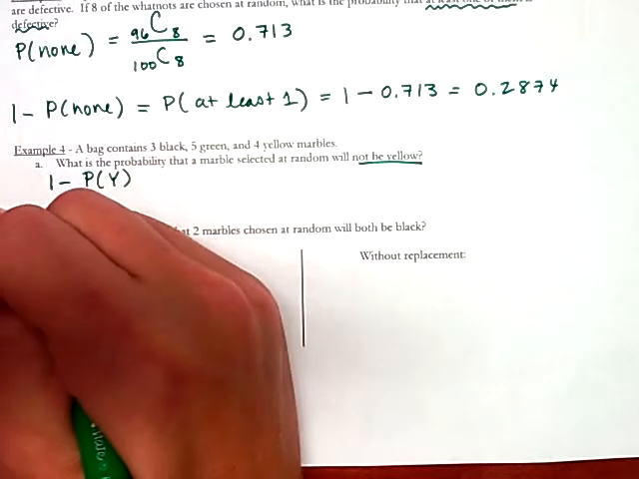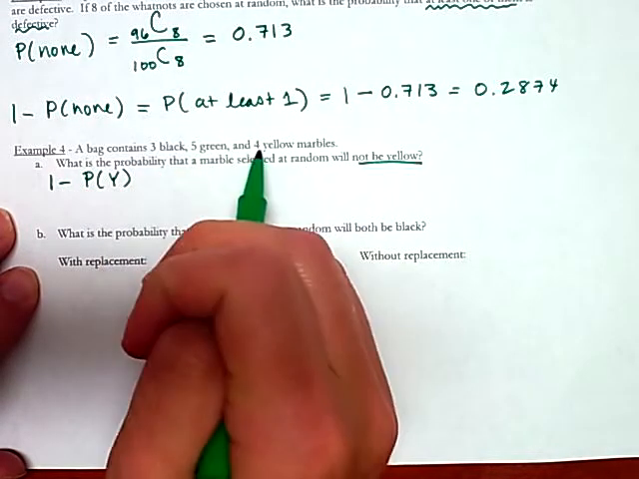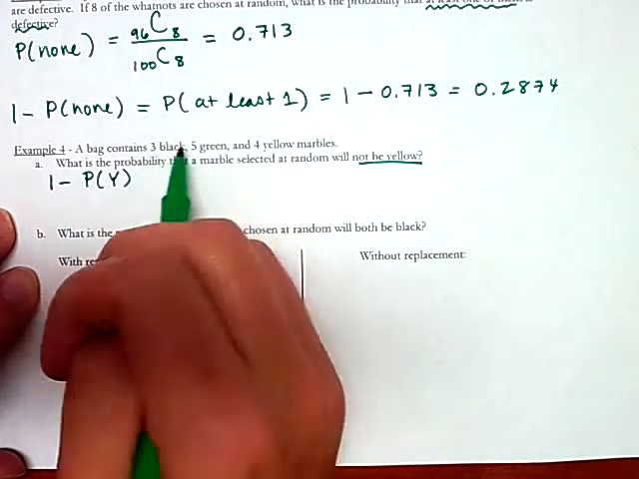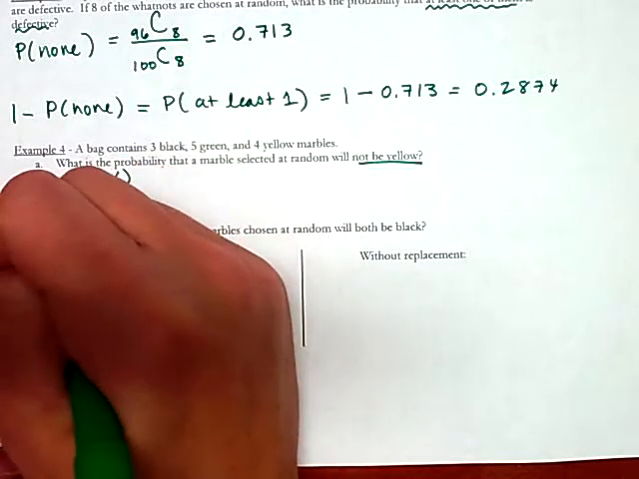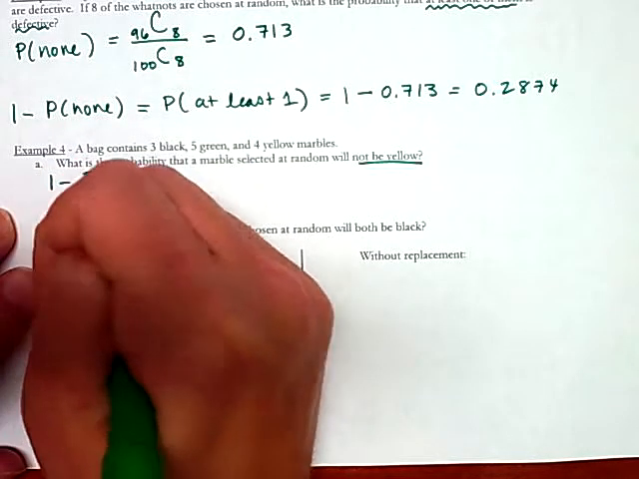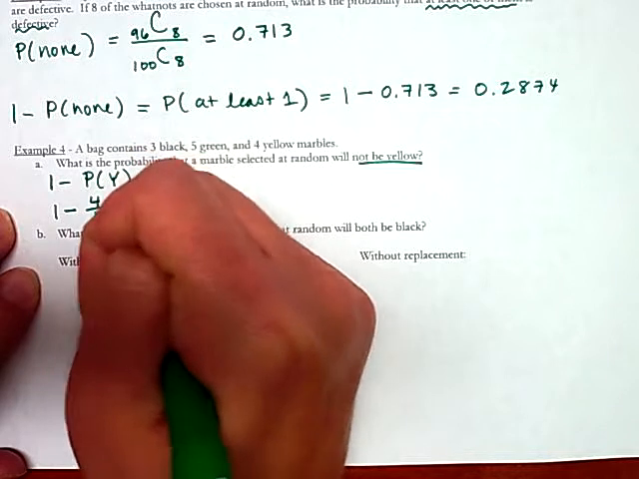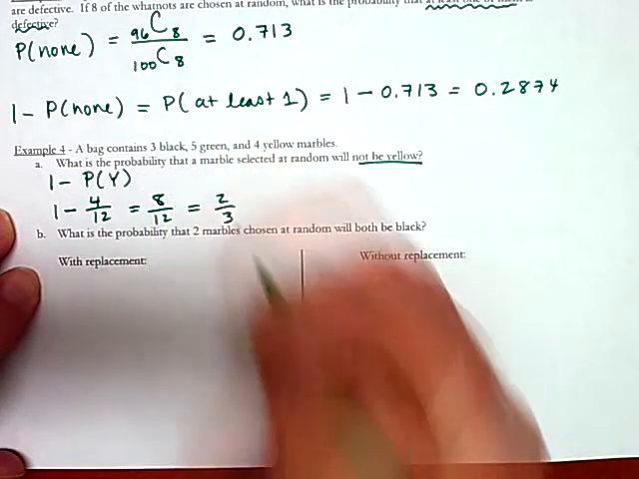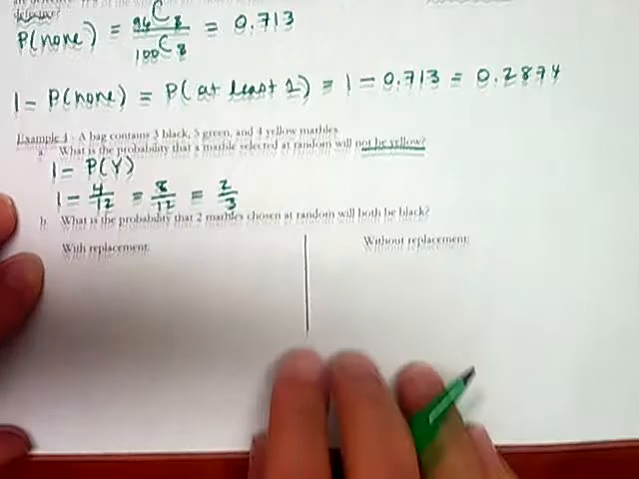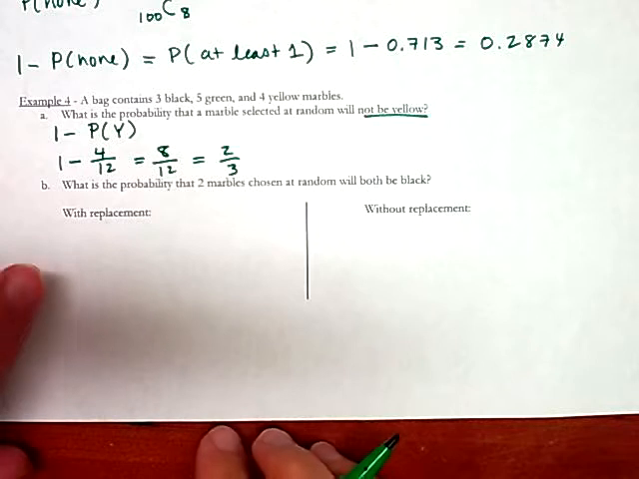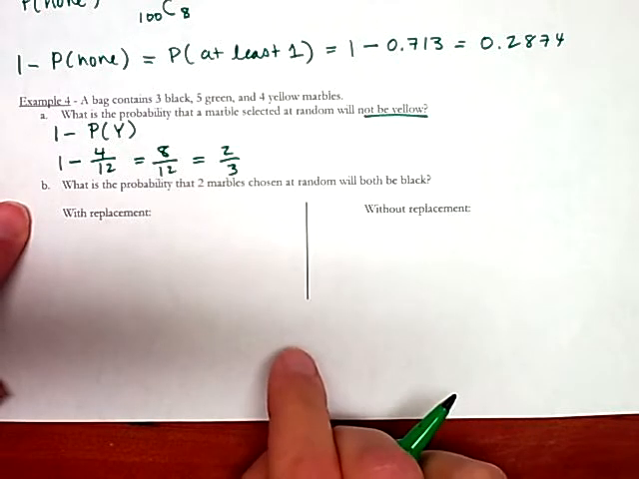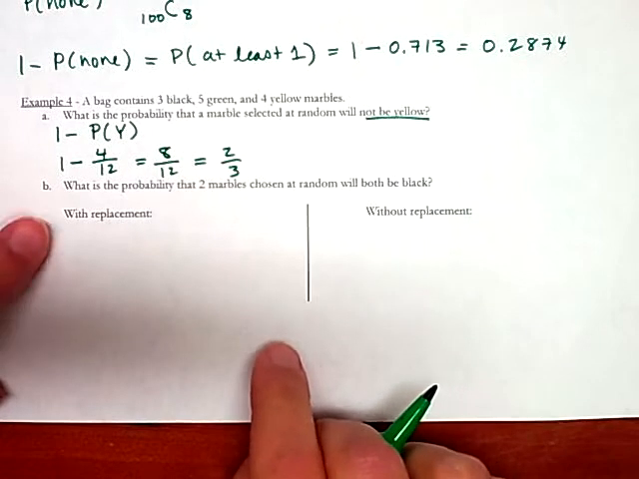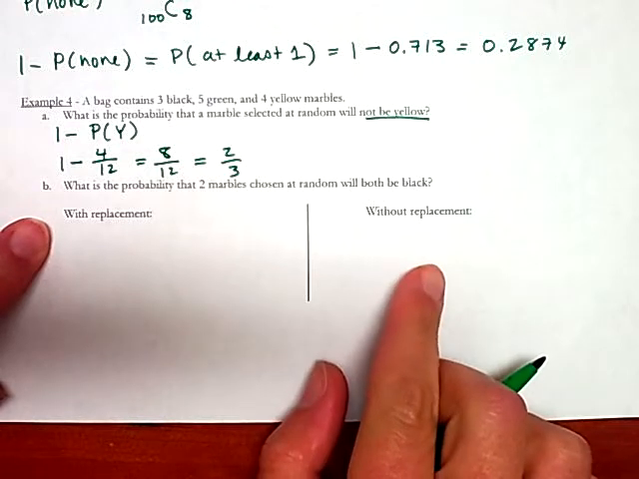So the probability of yellow: there are 4 yellow marbles, and there's a total of 4 plus 5 plus 3, so 12 marbles. So that would be 1 minus 4 out of 12, which gives me 8 out of 12, which is 2/3. That one probably you could have done on your own. So now part B is thinking about choosing 2 marbles at random. Both are black. What does this look like with replacement versus without replacement?